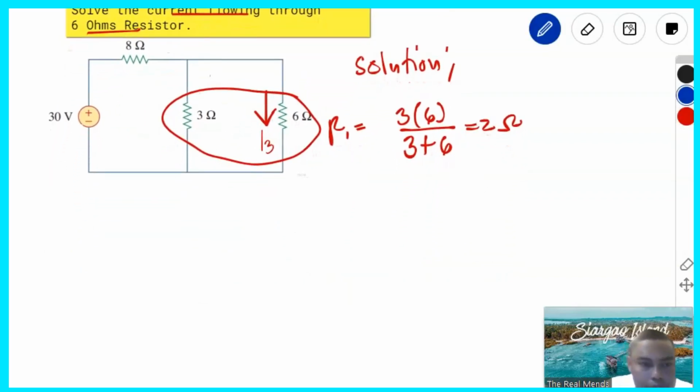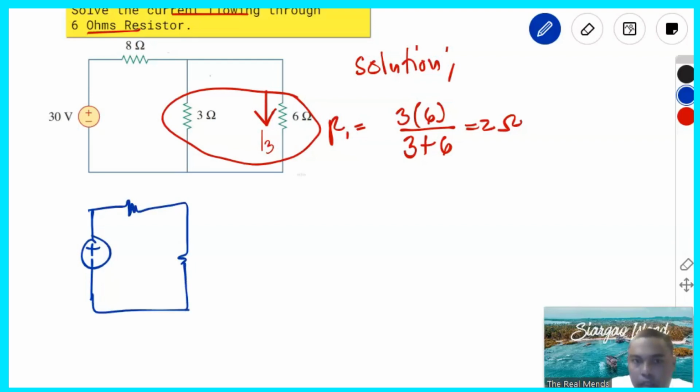Okay, so we have this 30 volts, connected with the 8 ohms, and then make a label. 30 volts, and then this is 8 ohms, and then for this R1, the value is 2 ohms.